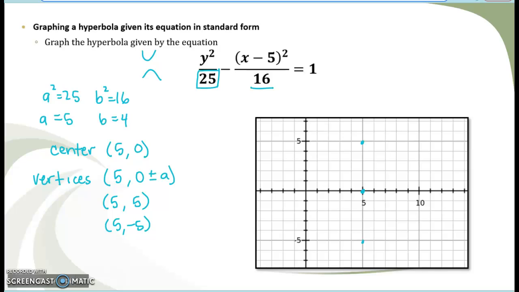Now that starts our box. That is the length 2a. And then to find the length 2b, from the center we go out b, which is 4, to the right and b, which is 4, to the left, and then we fill in our box like this. Now again, this little box is just to help us find our asymptotes. We fill in our asymptotes like this.